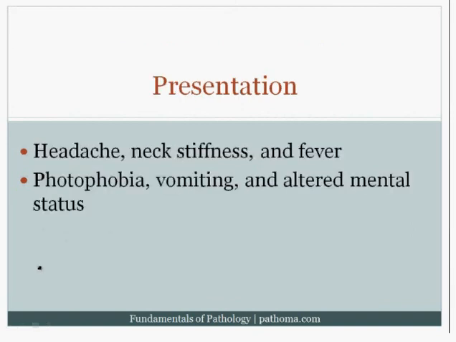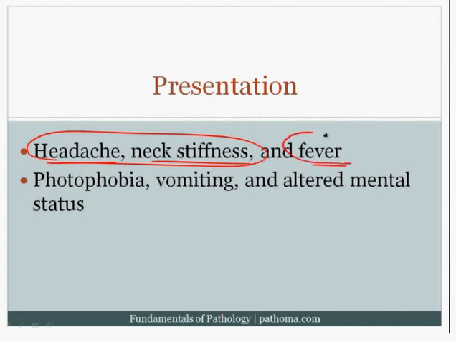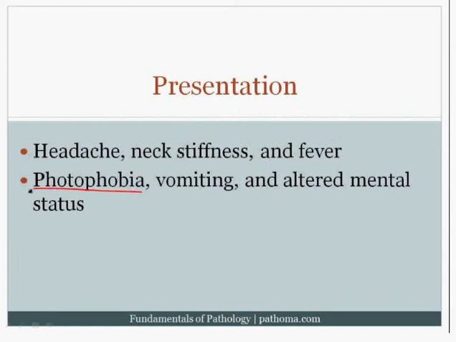Patients with meningitis present with a classic triad of headache, neck stiffness, and fever. The headache and neck stiffness are due to the fact that the meninges are inflamed, and of course the meninges wrap around the brain, giving headache, and neck stiffness because when you bend the neck, you're going to feel the pain of the meninges being inflamed. Fever, of course, because the patient has an infection. In addition, you might see photophobia, especially with virus. Vomiting can be present, and altered mental status can also be seen.